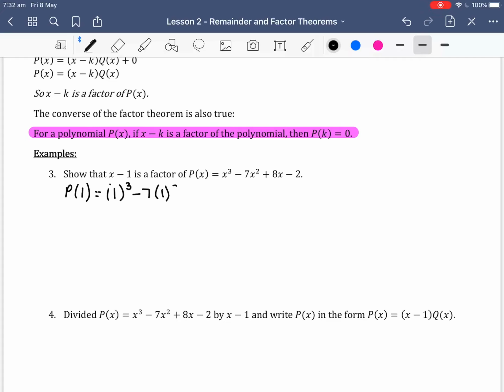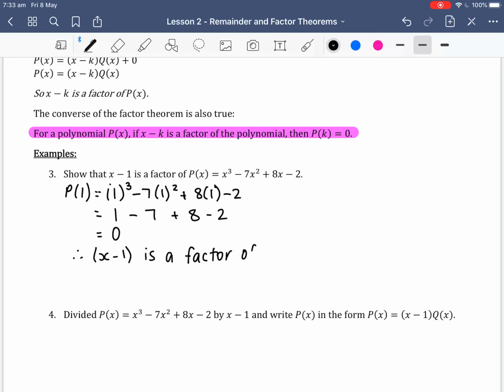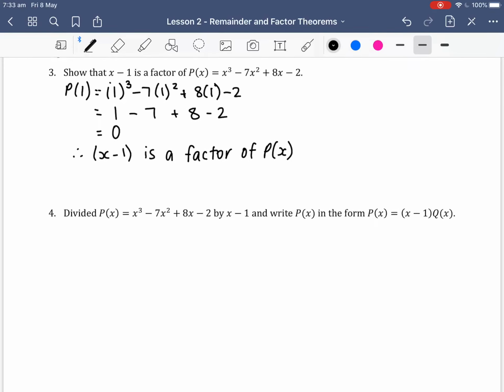So 1 cubed minus 7 times 1 squared plus 8 times 1 minus 2 equals 1 minus 7 plus 8 minus 2. So 1 minus 7 plus 8 minus 2 equals 0. So once we get 0, therefore x minus 1 is a factor of p(x), and so we've solved that.